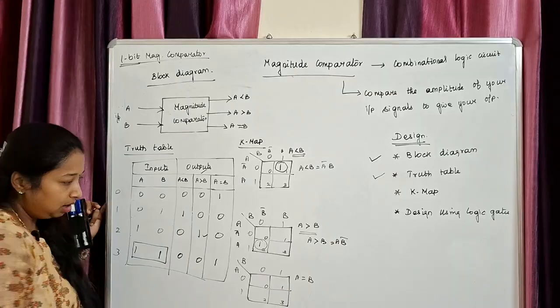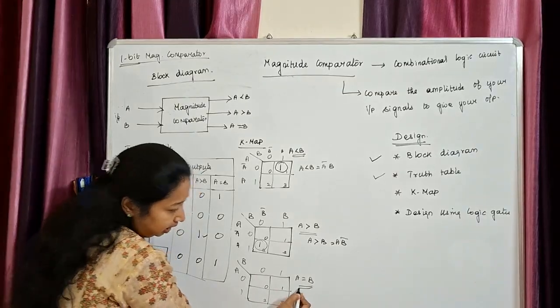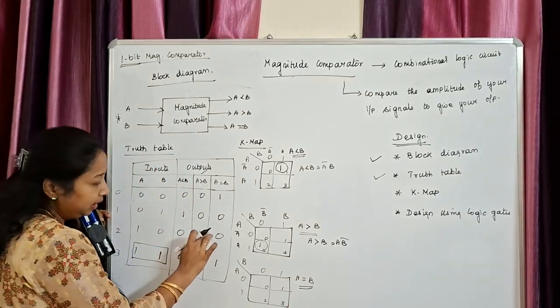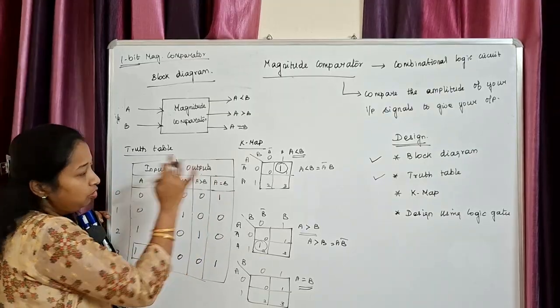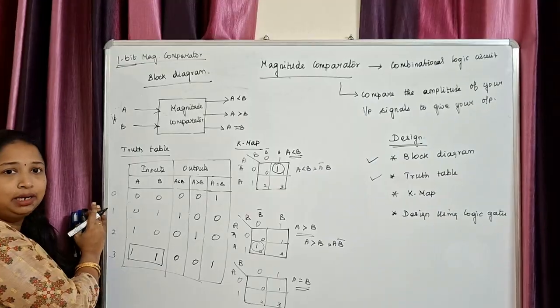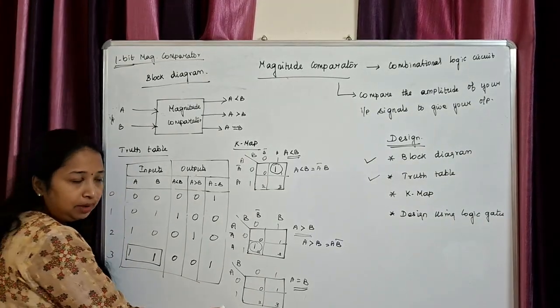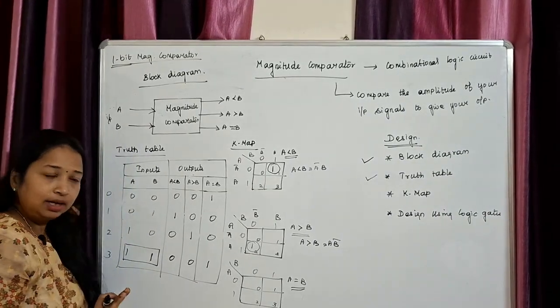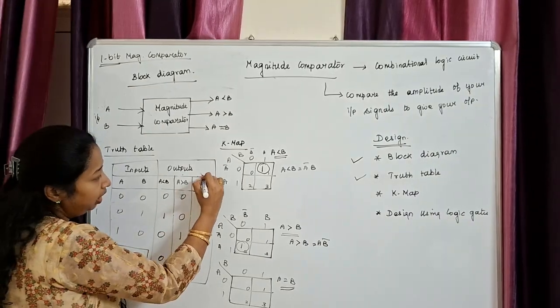Clear? Now, coming to A equal to B. Here again, the same case. Check for your output. Wherever you've got 1 on your output, check for the corresponding decimal number and against that particular decimal number, you have to position 1 in your K-map. Clear? Now, we are doing it for A equal to B.